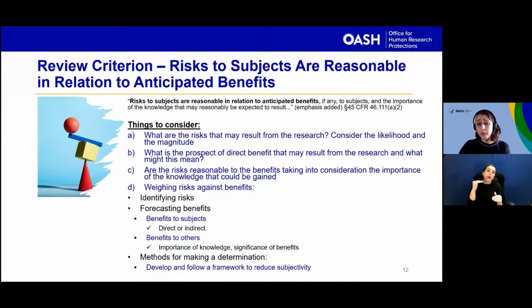The thing to note here is that risks are likely to be borne by the individuals participating, whereas the benefits can accrue either to individuals or to others. And so who benefits from your research can be an incredibly important consideration. And this is particularly the case in non-therapeutic or social and behavioral research in which very often the subjects don't benefit directly. So the takeaway here is that with a risk-benefit assessment, the goal is balance. The risks and benefits must be balanced against each other.